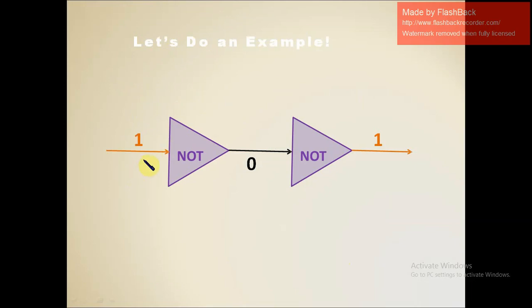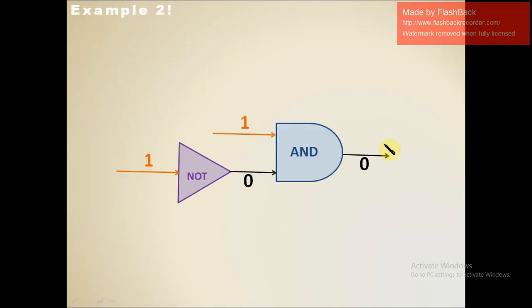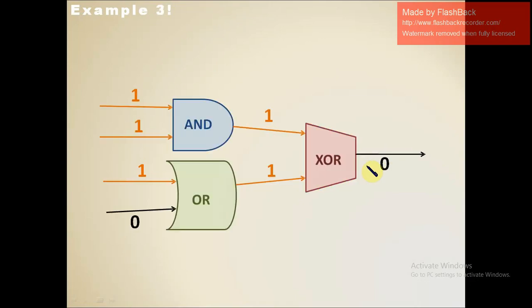Here is the NOT gate. When you give one input, it generates 0. The same 0 is given to another NOT gate, and we get the output 1. Take the second example. Input is 1 for the NOT gate, and it generates the output 0. That 0 is given as an input for the AND gate, and another input is 1, so 1 and 0 for the AND gate generates 0. This is the stacking of the gates, the tree of gates.